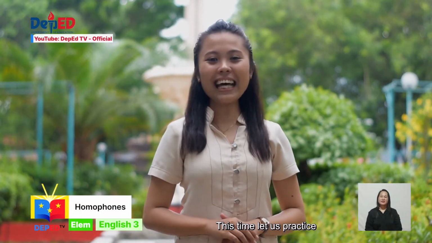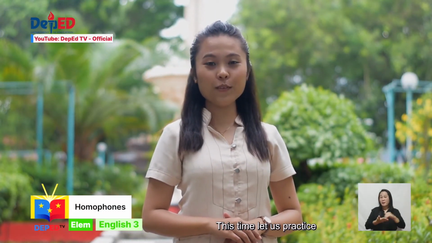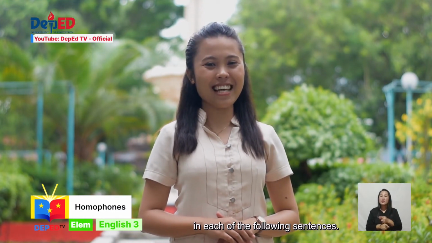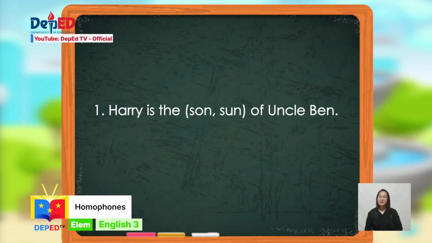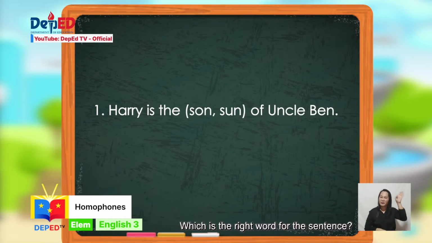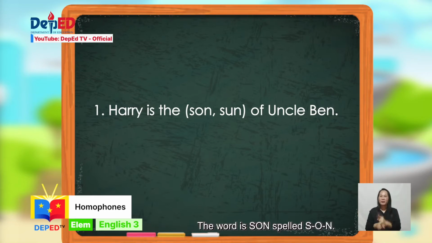This time, let us practice using the correct homophones in each of the following sentences. Directions. Encircle the correct homophone in the parentheses to complete the sentence. Number 1. Harry is the son of Uncle Ben. Which is the right word for the sentence? That's correct. The word is son, spelled S-O-N, son.